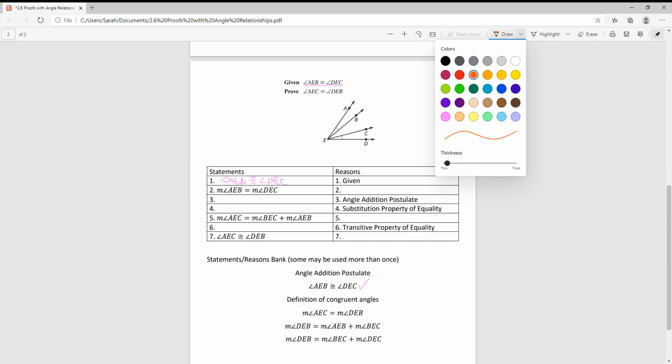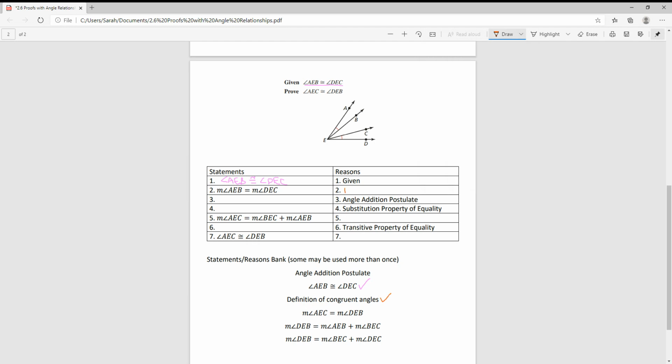After that, they say measure of angle AEB equals measure of angle DEC. If two angles are congruent, then their measures are the same. That's just using our definition of congruent angles. And I'm going to do a little abbreviating here.